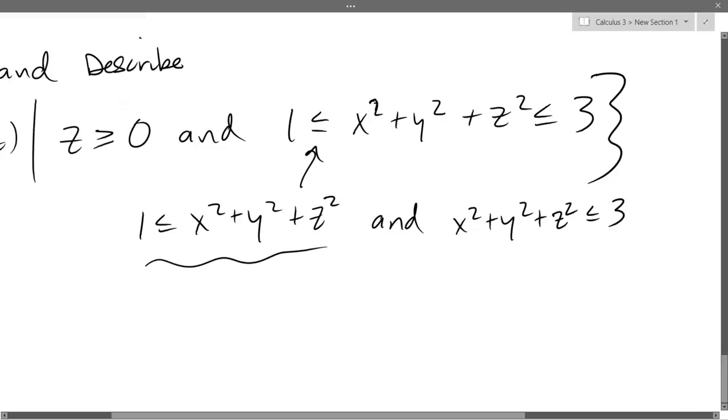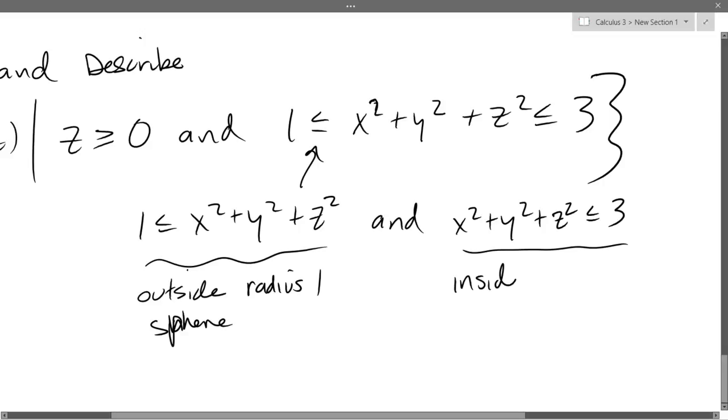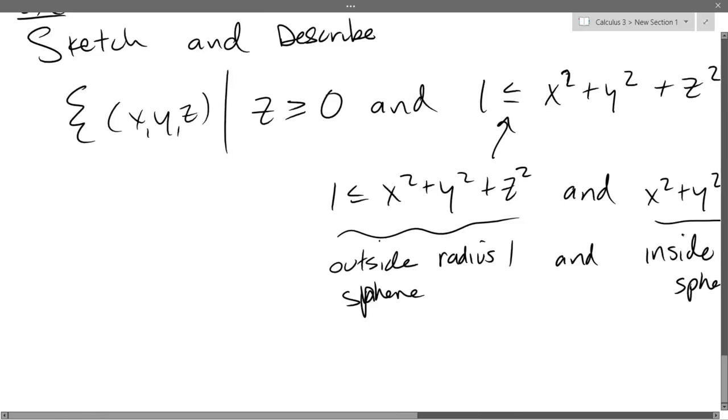So this one right here will be outside the radius 1 sphere. Say that again? Would the z greater than or equal to 0 make it a hemisphere? Yeah. We'll basically cut that region I just described, and take the upper half of that region. So this is inside the sphere. And of course, you still have the word and. So you have to be simultaneously outside the small sphere, inside the big sphere, and z greater than or equal to 0, which means above or on the xy plane. So we're on the upper half, inside a radius 3 sphere, outside a radius 1 sphere.